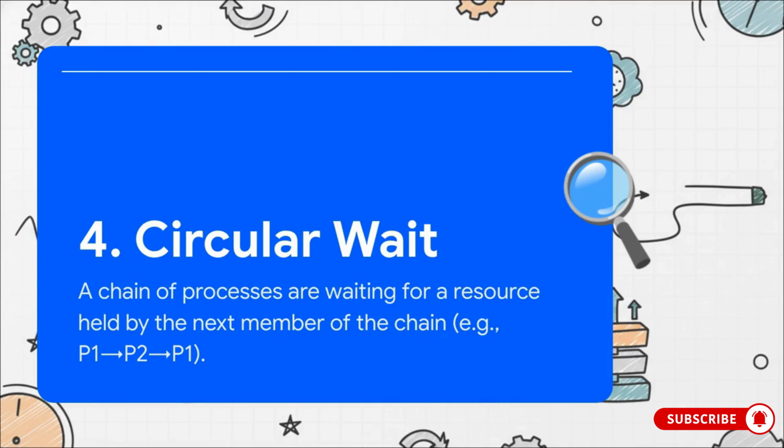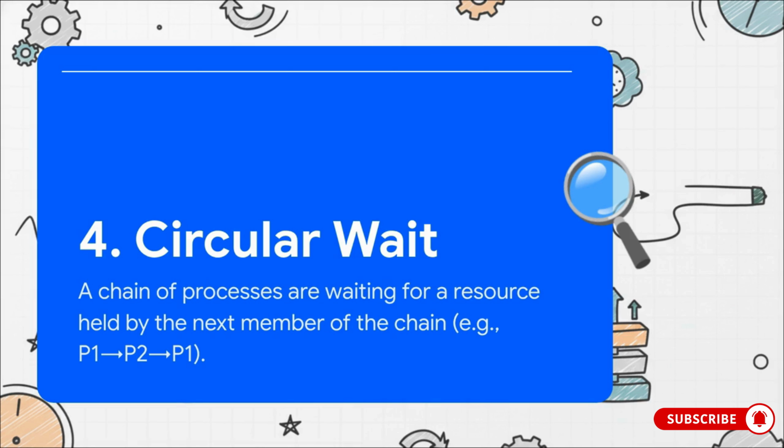And finally, the 4th condition, the one that ties this whole mess together. Circular wait. This is where you get a chain of waiting processes. Imagine process A is waiting for a resource that process B has, but at the same time, process B is waiting for a resource that process A has. You see the circle? It can involve more than two processes, of course. A could wait for B, who waits for C, who waits for A. It's this closed loop of dependencies that creates the unbreakable standoff.